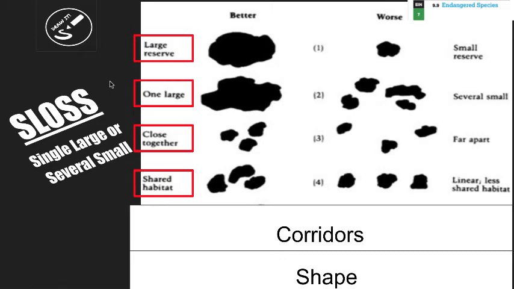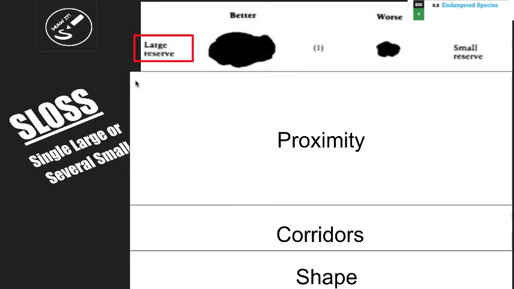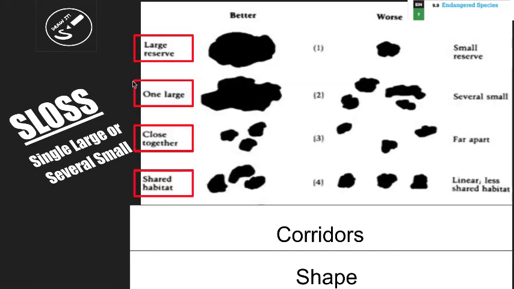The next one we'll look at is proximity. This proximity is like, if we're going to have multiple conservation areas, how do we know what's best? So is one large better, or are several small better? In this case, typically one large conservation area is better for the same reason, that not only are there more resources, but they have more access to mating, breeding, and there's less outside the conservation area.